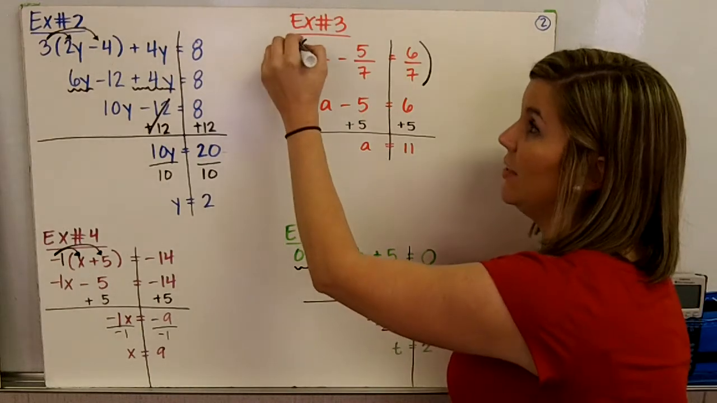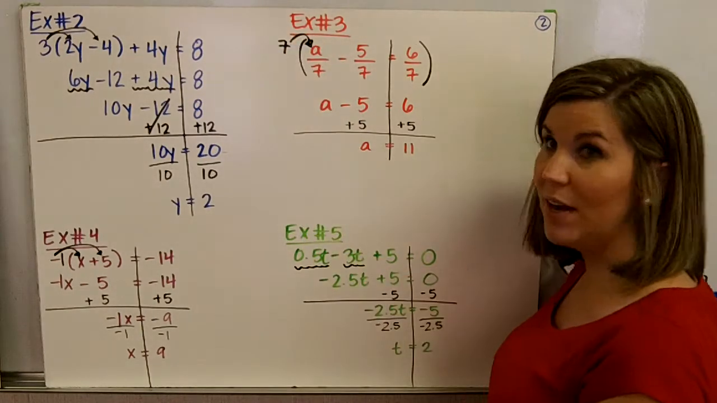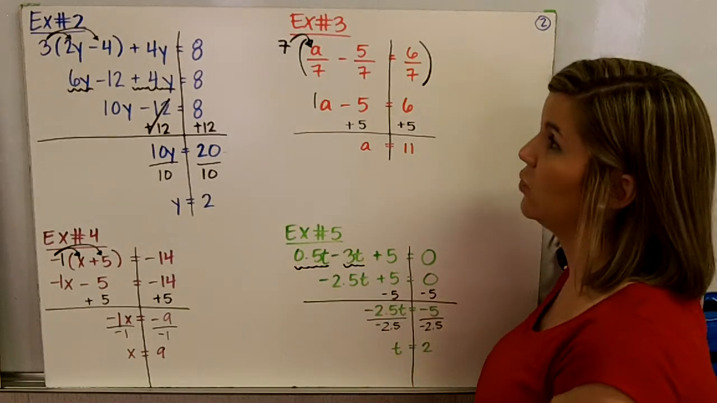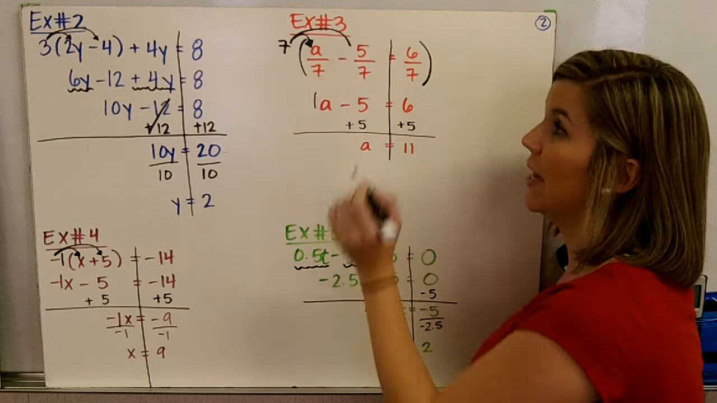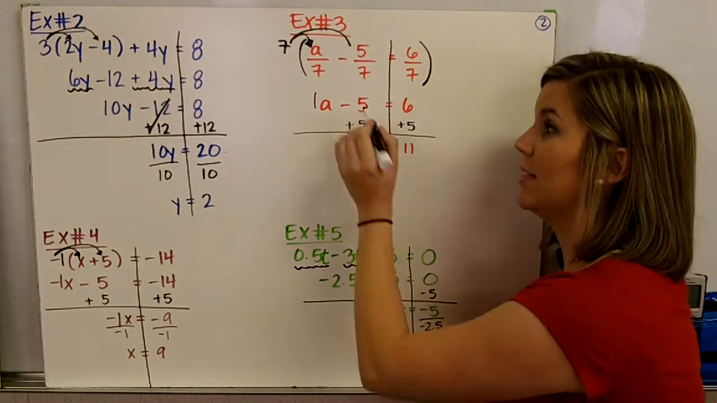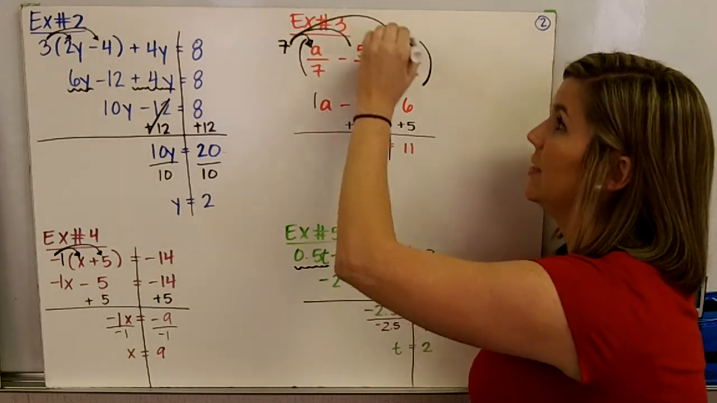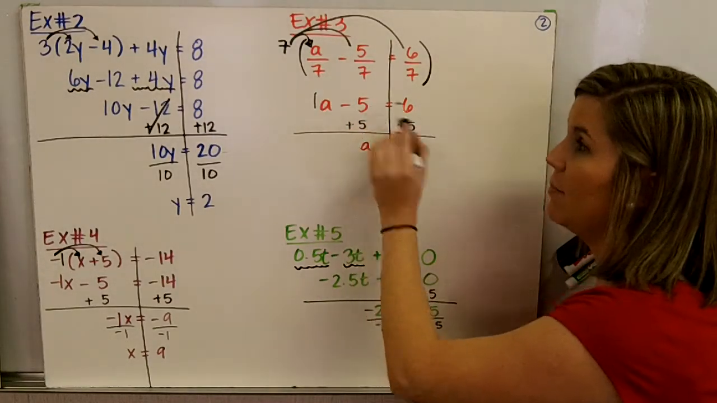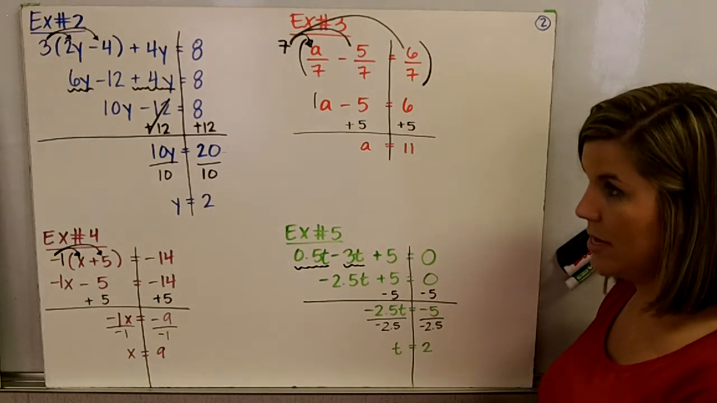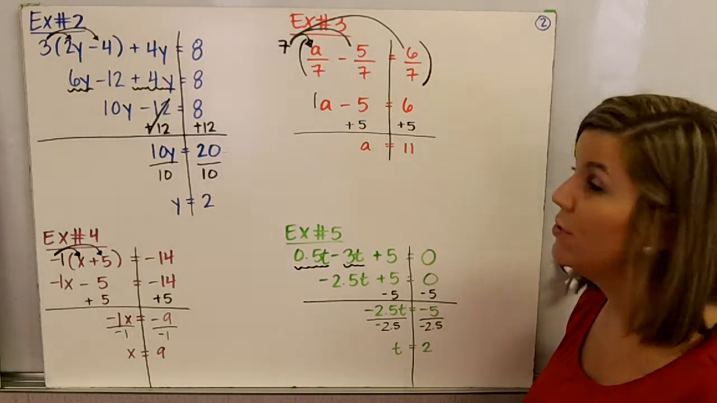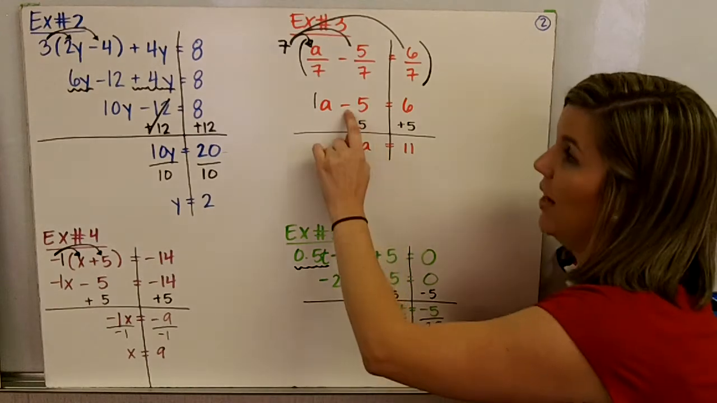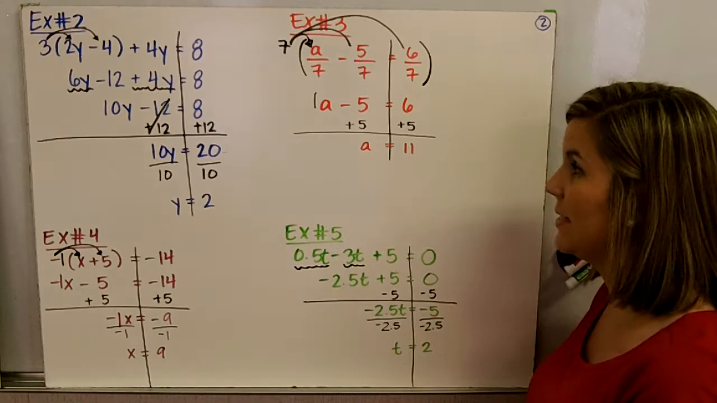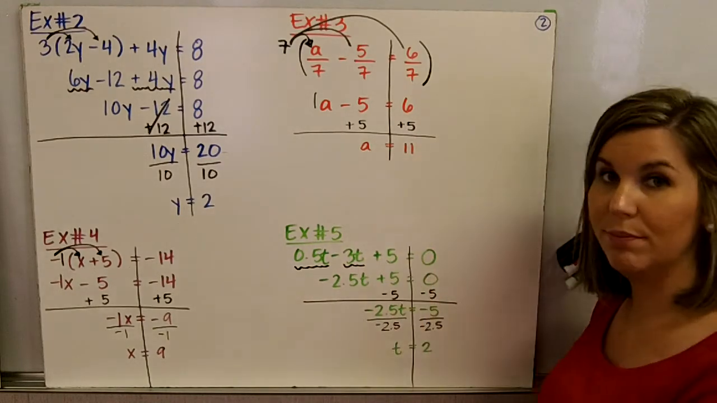7 times a divided by 7 is just a. You could even say 1a. 7 divided by 7 is 1. 7 times negative 5 sevenths is negative 5. 7 times 6 sevenths is 6. So I have 1a minus 5 equals 6. Step 4 is undo addition or subtraction. I have minus 5, so add 5 to both sides. Now I have a by itself. 6 plus 5 is 11. a equals 11.